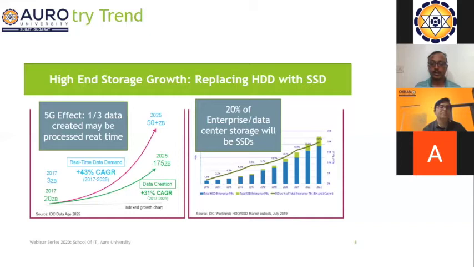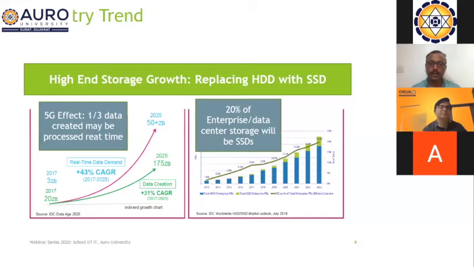But still, that is not real-time data growth. Now there is a prediction that by 2025, the 50 zettabytes of data, which is around one third of the total data, will be used in real time.